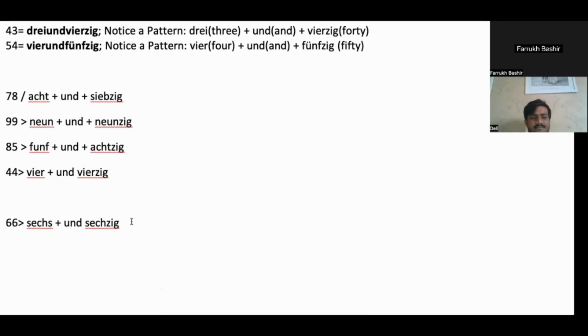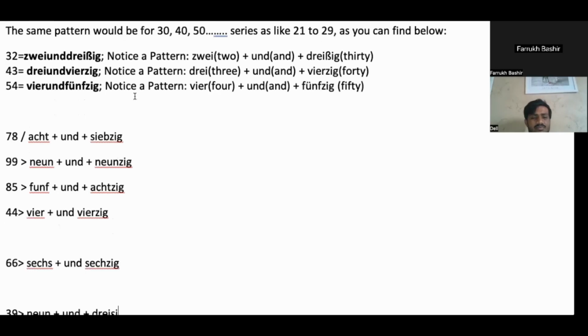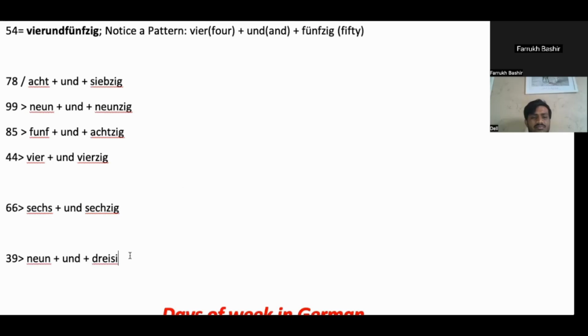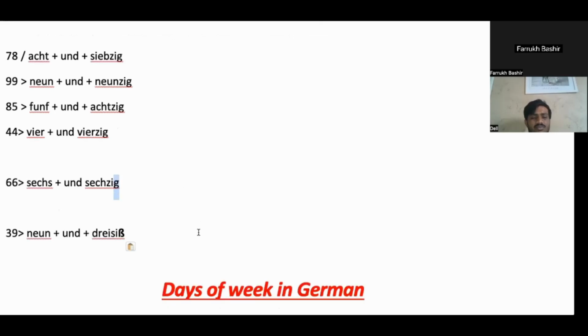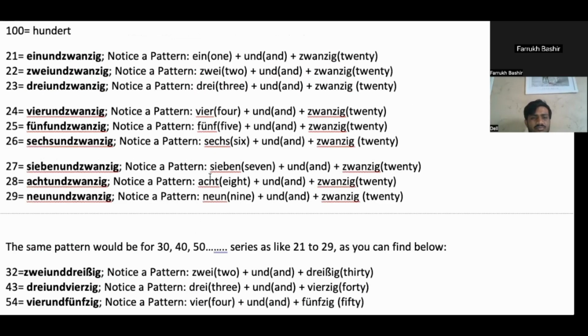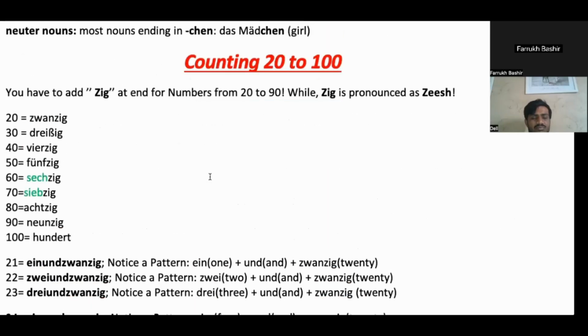Maybe one more number I can use, nine plus und, neun und dreißig. So here we basically have that special letter, ß. So that becomes dreißig. This is the only exception, otherwise we use -zig. So these are numbers basically from 20 to 100.